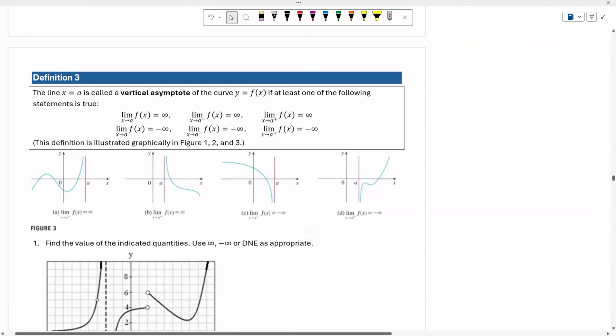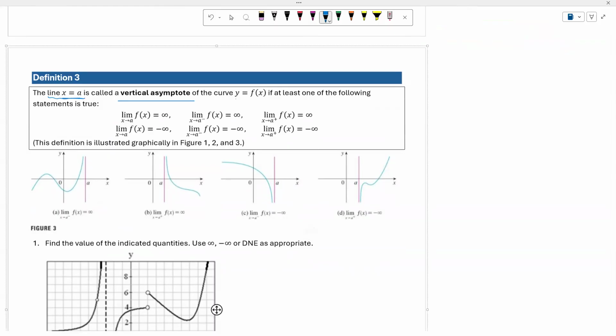Now, the line x equal to a is called the vertical asymptote of the curve y equal to f of x if at least one of the following situations is true. Meaning, we have the limit as x approaches a of f of x equal to infinity, or negative infinity, or x approaches a from the left equal to infinity or negative infinity, or x approaches a from the right, infinity or negative infinity.